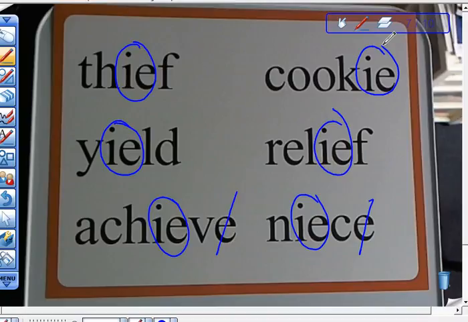A niece is... I would just say grandchild of the uncle. No, not a grandchild. I have nieces and nephews. Nieces are girls, nephews are boys. They are my brother and sister's children. So if you call somebody aunt or uncle, if you're a girl, you're a niece. If you're a boy to that person, then you're a nephew.